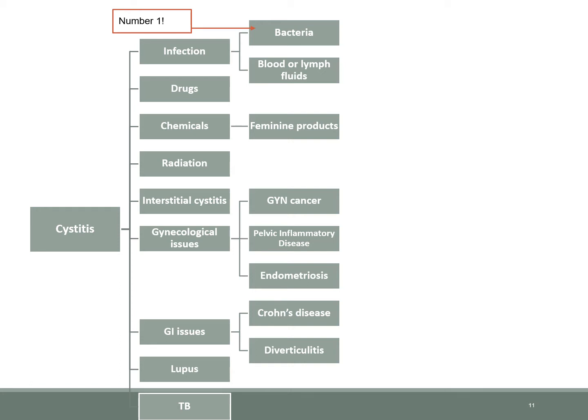Bacteria is the most common reason for patients to get cystitis. Officially, we would call it infectious cystitis. Do you know which bacteria patients will test positive for in 90% of the infectious cystitis cases? Write it down and let's see if we have the same answer.